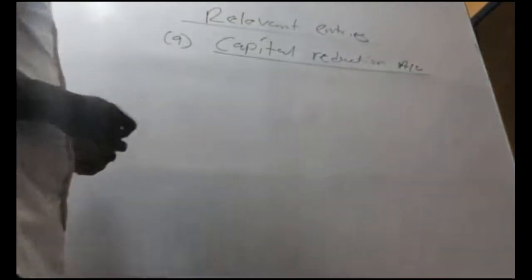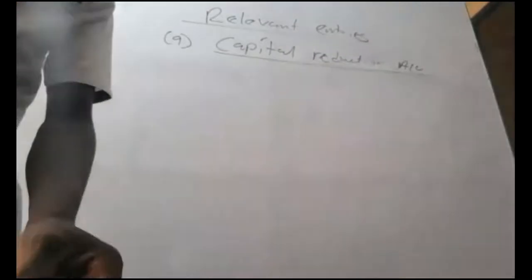Now, when they give you the scheme, the first one that we have to prepare is called the capital reduction account. That's the first workings. These are entries before finally we prepare the statement of financial position.